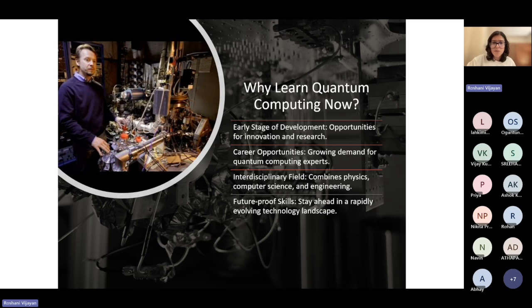Other than that, it's also an interdisciplinary field, which means that you're going to be combining physics, computer science, and engineering. Physics, because you're working with laws of quantum mechanics, you're working with qubits, and your operations and computations are all done on an atomic level. Computer science, because you actually need to know how to program these, and engineering because you're working with hardware, wires, so many cool things put together.